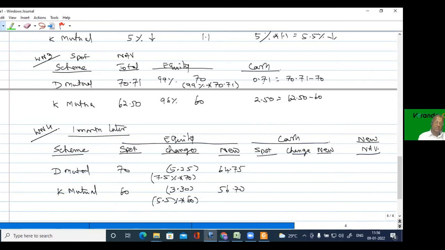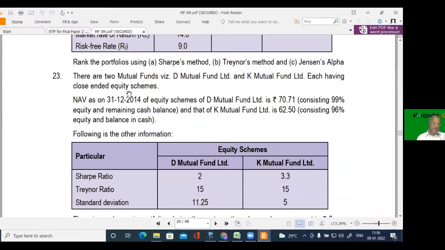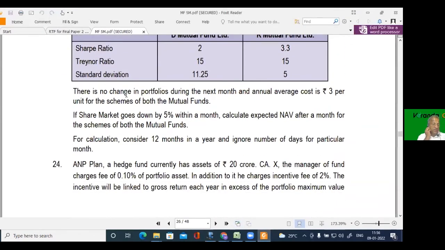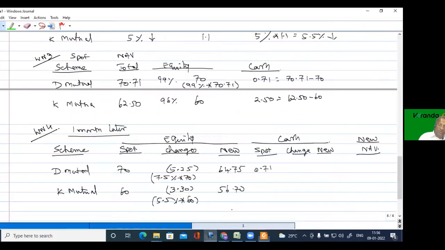As far as cash was concerned, it was 0.71. Here for cash, they mentioned annual average cost is 3 per unit. Annual average cost 3 per unit. Whereas this change they are expecting a month. So 3 divided by 12. 3 rupees per 12 months, that is 1 year, would mean how much is that per month? Change per month is 25 paisa.